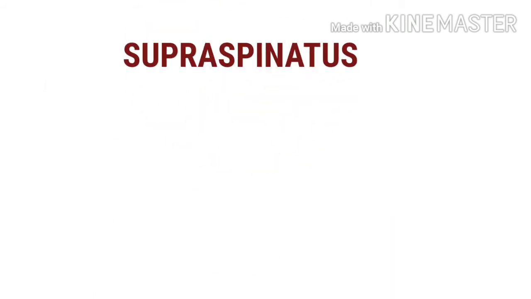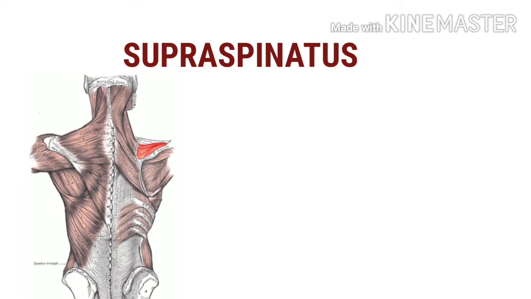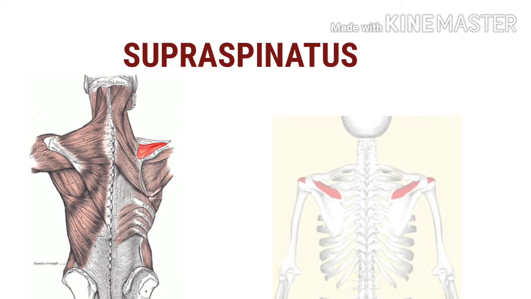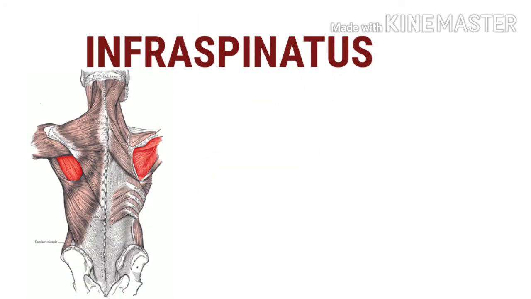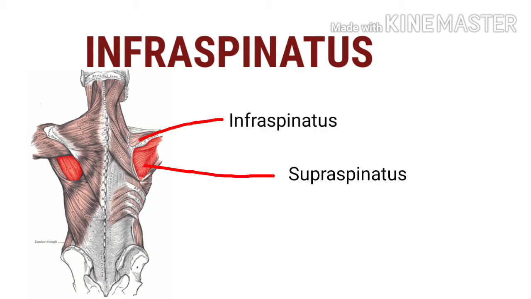So we will talk about the supraspinatus muscle. It originates from the supraspinous fossa of the scapula and attaches to the greater tubercle of the humerus. This is the supraspinatus muscle. Now the infraspinatus muscle. Infraspinatus originates from the infraspinous fossa of the scapula and attaches to the greater tubercle of the humerus. We have to know that supraspinatus originates from the supraspinous fossa and infraspinatus from the infraspinous fossa.